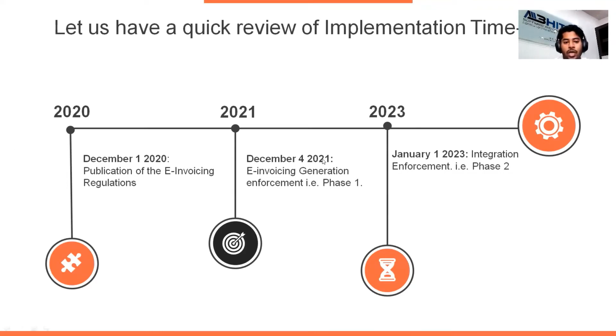And then December 4, 2021 would be the e-invoicing generation enforcement phase. Basically, from December 4, 2021, the first phase of e-invoicing, which is the generation and storage of electronic invoices, will be enforced, and physical copies of invoices will be invalid. Everything has to be done according to the regulations set out by the ZATCA. Then January 1st, 2023 will be the integration enforcement phase, which is the second and final phase, basically. This would be the reporting of the invoices to the ZATCA authorities through their portals.